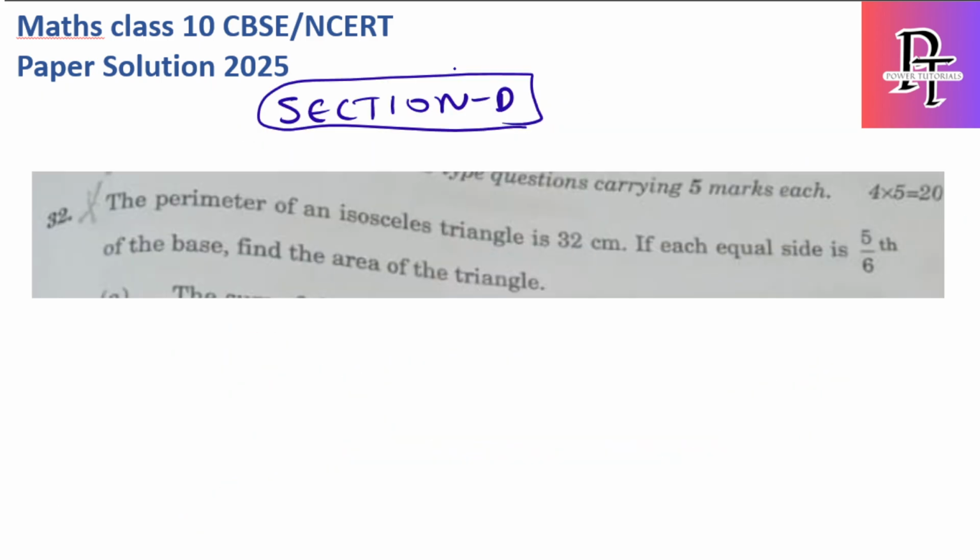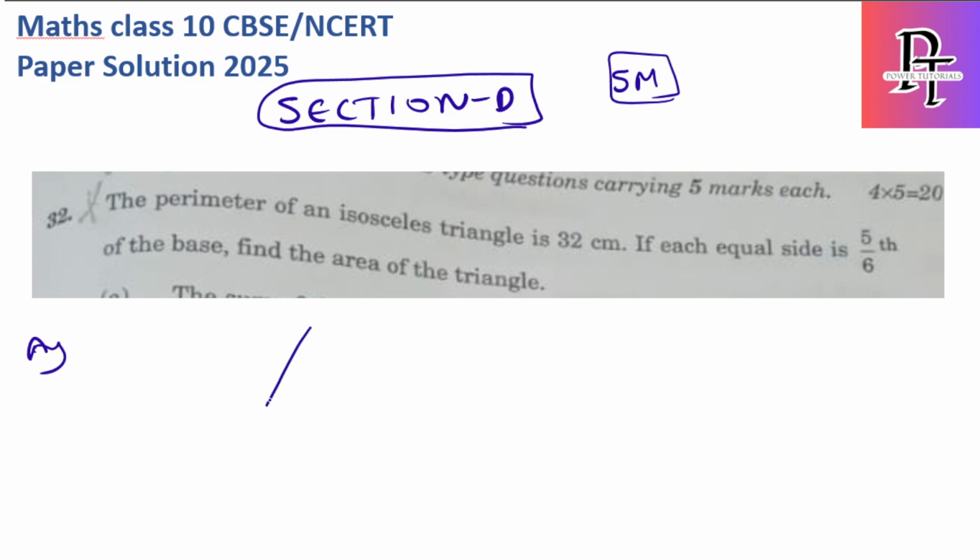Let's start section D questions. Section D is of 5 marks questions, so around 20 marks you can secure if all 4 questions are correct. So let's see the questions. First one: the perimeter of an isosceles triangle is 32, and if each equal side is 5/6 of the base, find the area of the triangle.